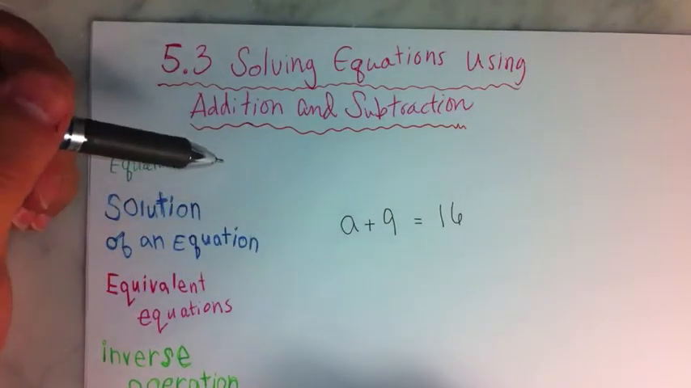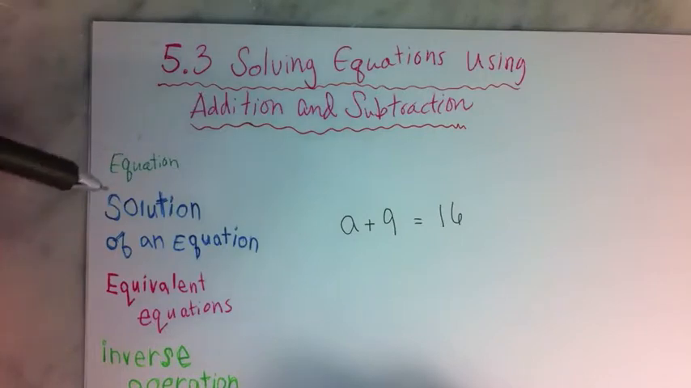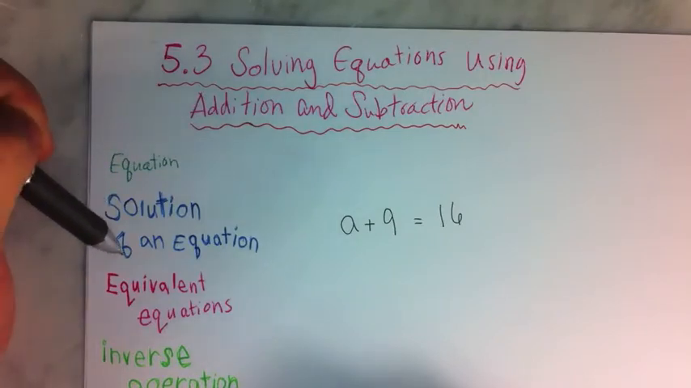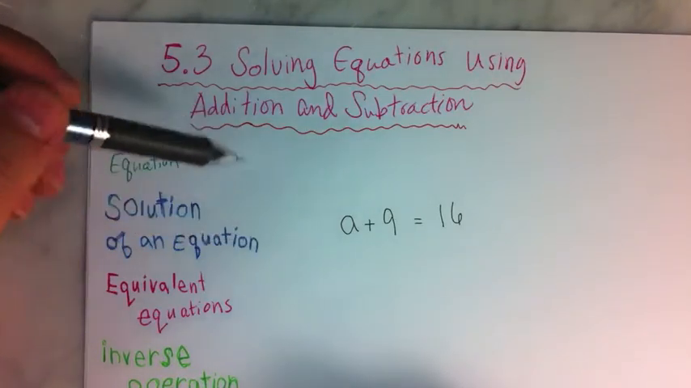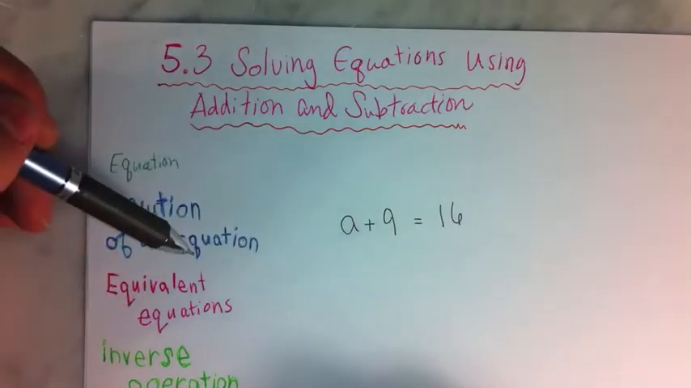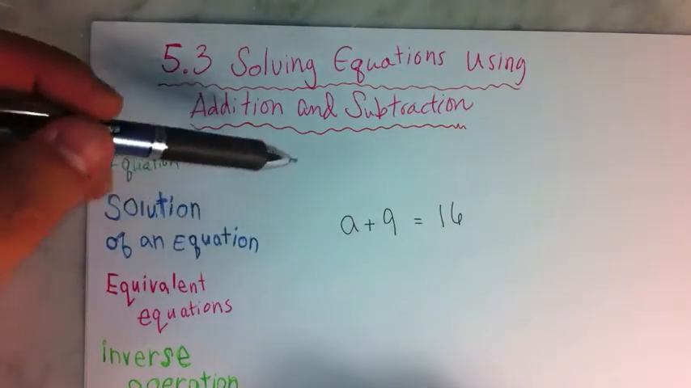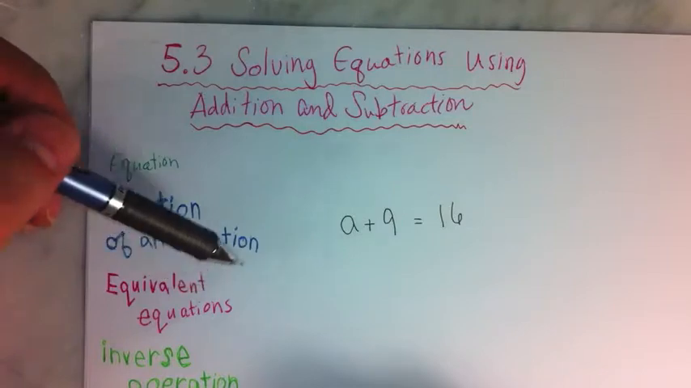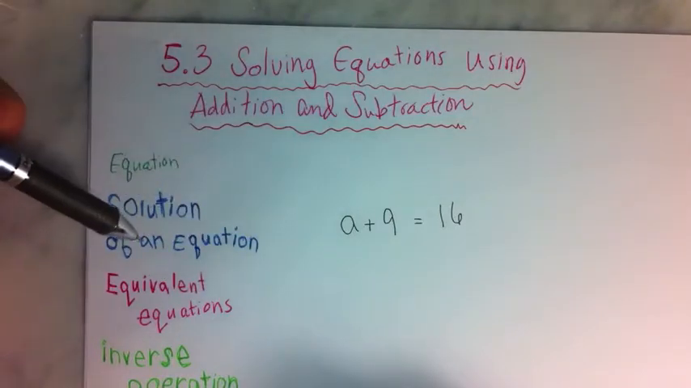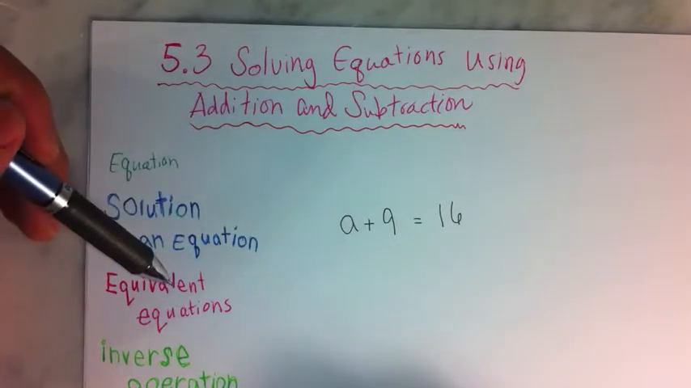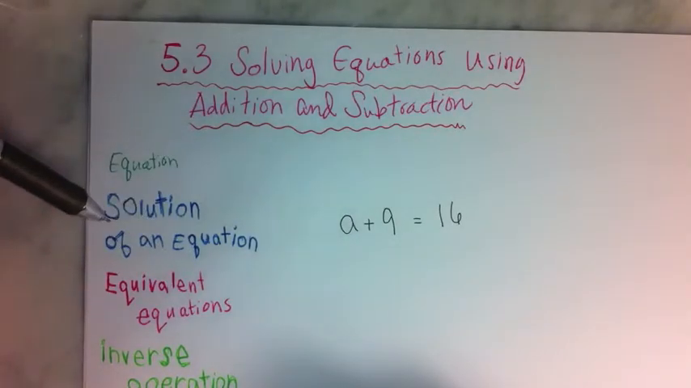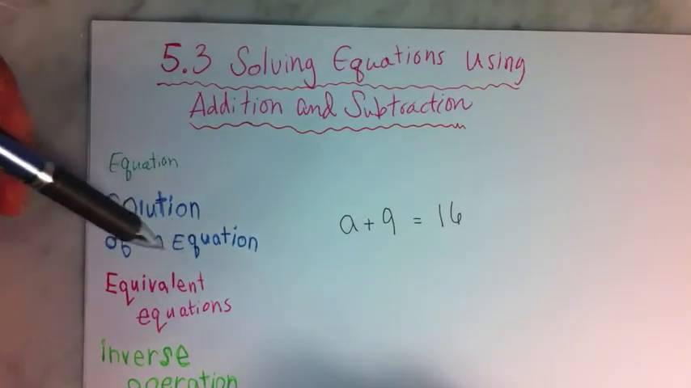All right. So the next term that we're going to use today is called the solution of an equation. And the solution of an equation is just the answer. Solution means answer, and the solution of this equation is going to be what a equals. You'll find it by subtracting, which I'll tell you about in a minute. And then when you subtract, you're going to find out what a equals all by itself. When you find it out, you've finished the problem by finding the solution of an equation.